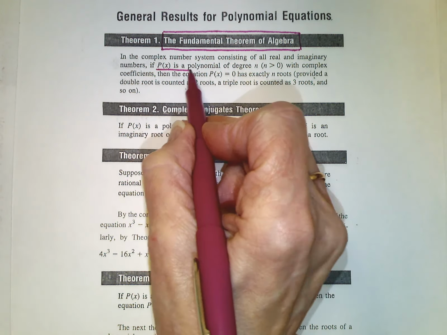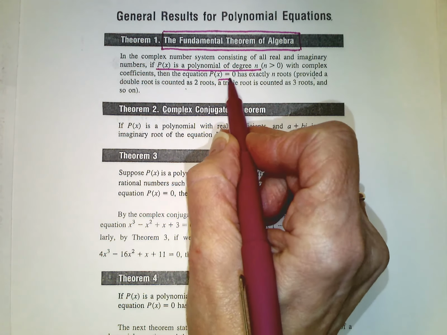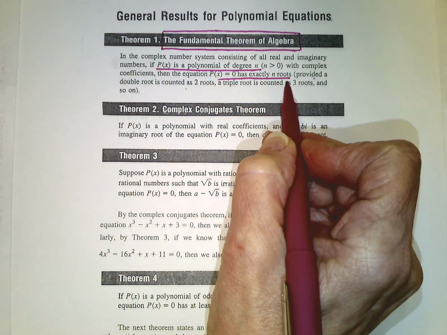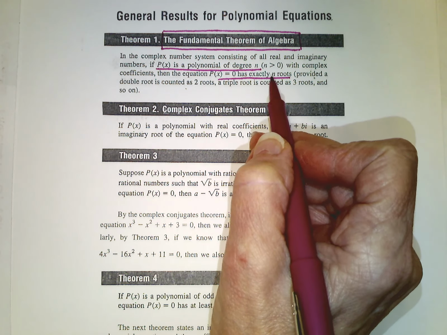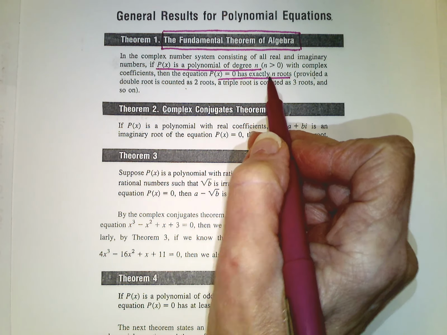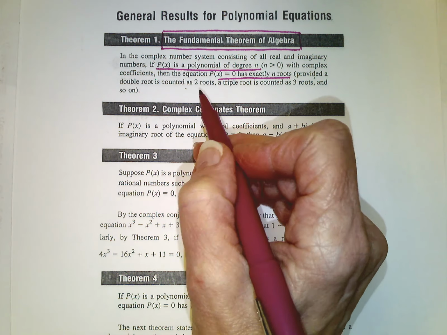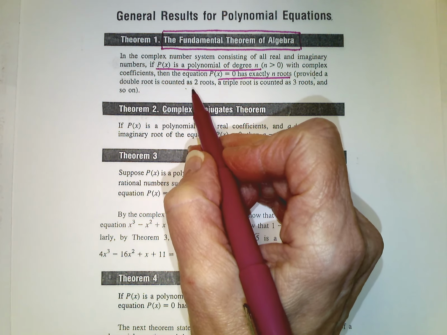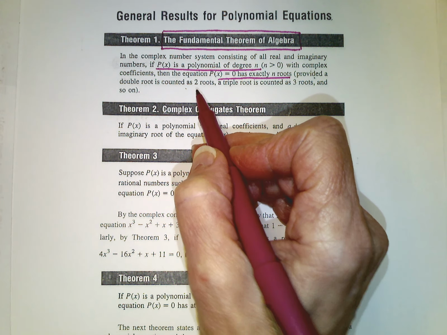If the polynomial has a degree of n, then it has exactly n roots. Whatever the degree on the polynomial is, that's how many roots we expect to find. Now they're saying that double roots are going to count twice, and so on. Also, this is going to include imaginary roots in the total root count.